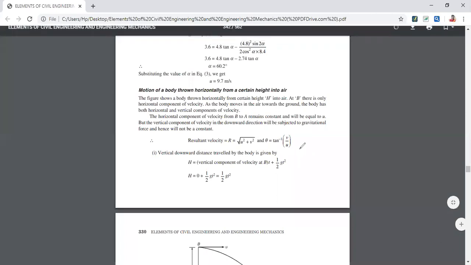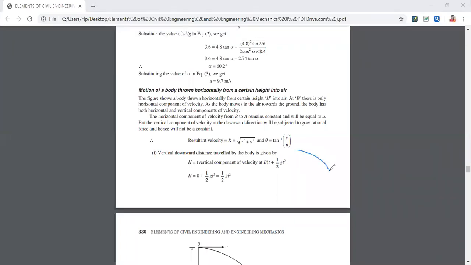So when I have a case of dropping a body from some height h, this case is solved over here. Motion of a body thrown horizontally from a distance h. So when I'm drawing it, it goes and falls, right? So this is that case.